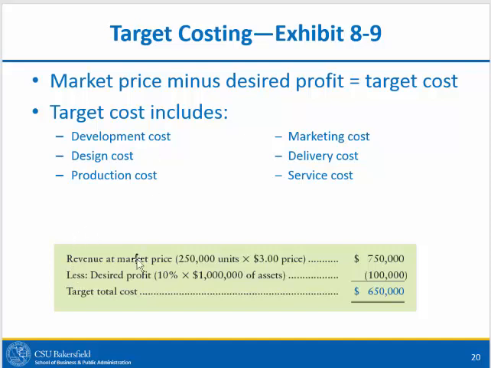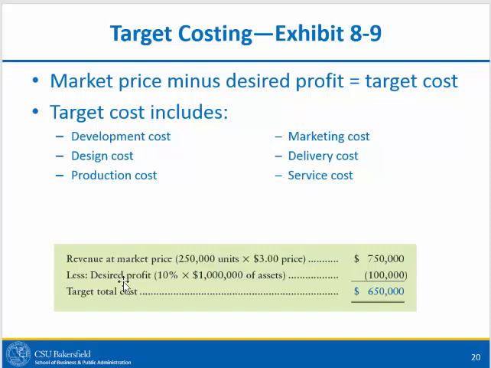So let's take a look at this very brief example here. Let's assume that you're a price taker, so you have no choice. You have to take the price. The market price is $3 each, and you need to sell 250,000 units. Therefore you have $750,000 in revenue. Then for the desired profit, let's assume your shareholders tell you that they want a return on assets of 10%. Very simple, 10% return on assets.